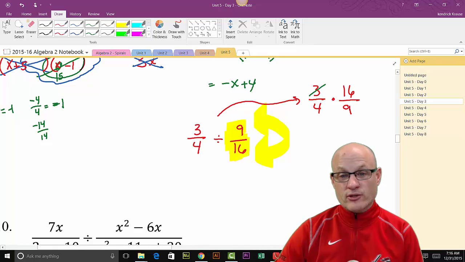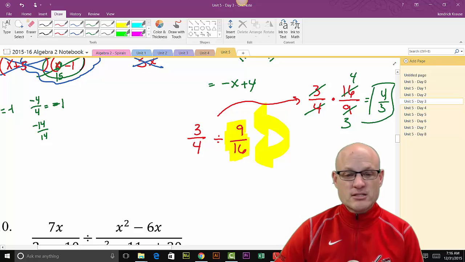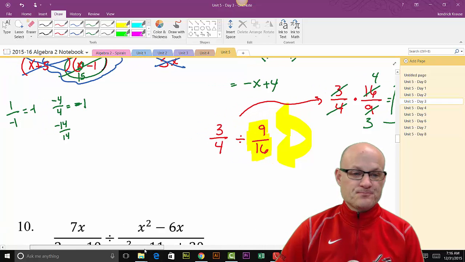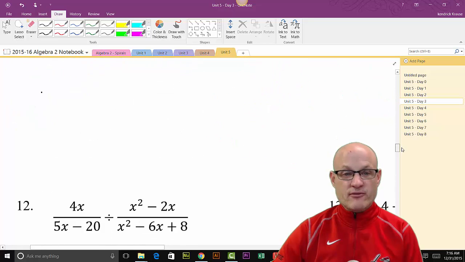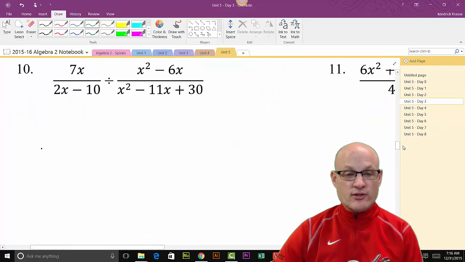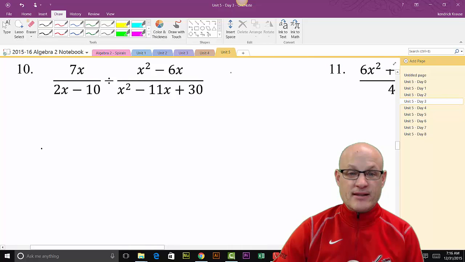For example, 3 goes into 9 3 times. 4 goes into 16 4 times. So my answer is 4/3. Ooh, didn't know that was going to happen. So that's what we're going to do over here. We're going to take this problem, it is a division problem, and we're going to adjust it into a multiplication problem by taking this fraction and flipping it.